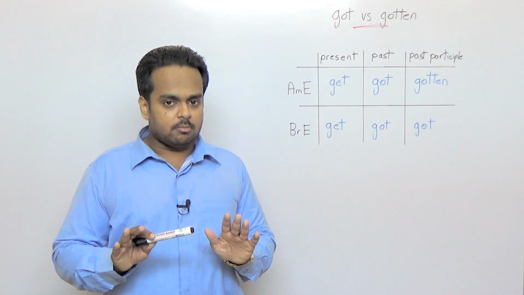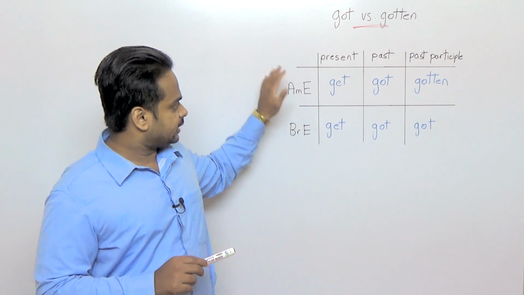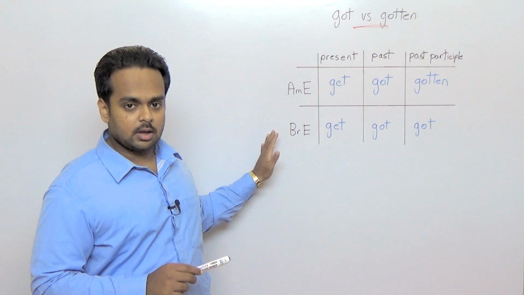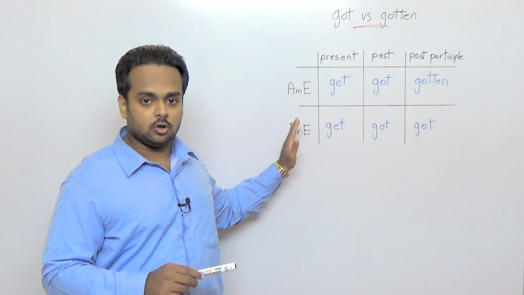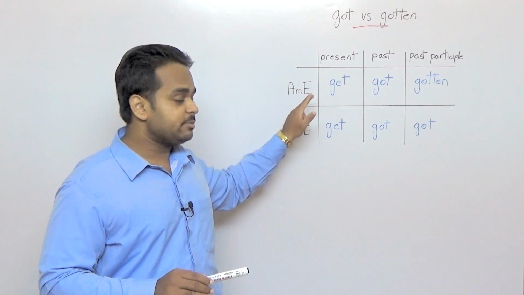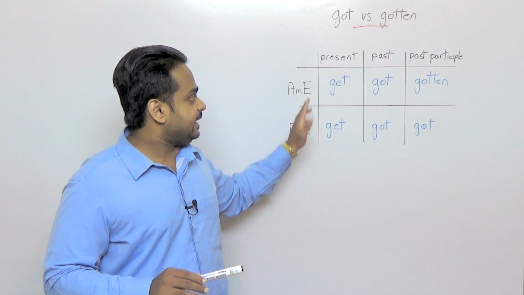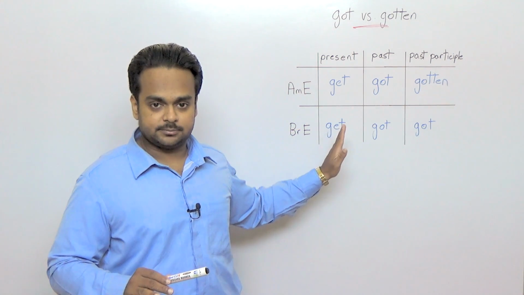Now let's back up for a moment. And let's be clear what we're talking about. Take a look at this chart I have over here. Now, as you can see, for the most part, this chart looks exactly the same. So in the present tense, everybody says get. And in the past tense as well, the common form is got.